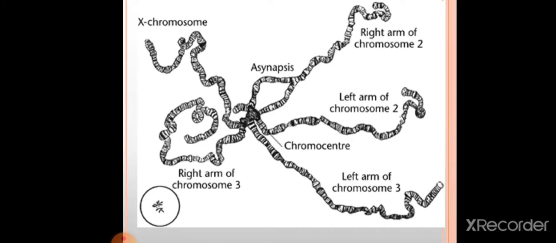The centromeres of all these chromosomes fuse to form the chromocenter. So in the male flies, the Y chromosome is also found fused within the chromocenter and is therefore not seen as a separate strand.